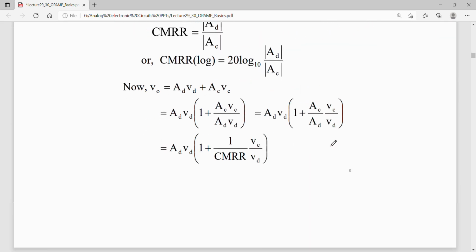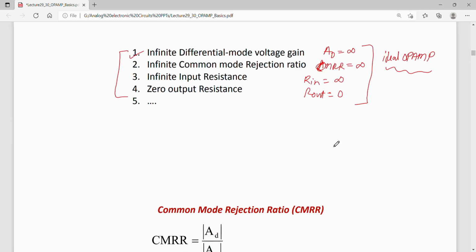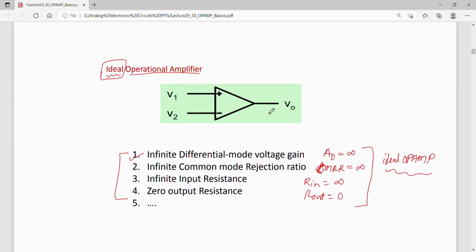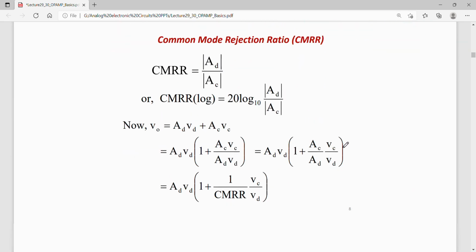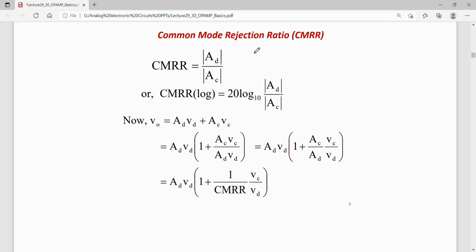Now to match these properties, we'll talk about the circuit inside this op-amp. Before that, let us comment on CMRR again. We had seen that CMRR can be written as the differential mode gain divided by the common mode gain, or in terms of dB, 20 log of |AD| divided by |AC|.